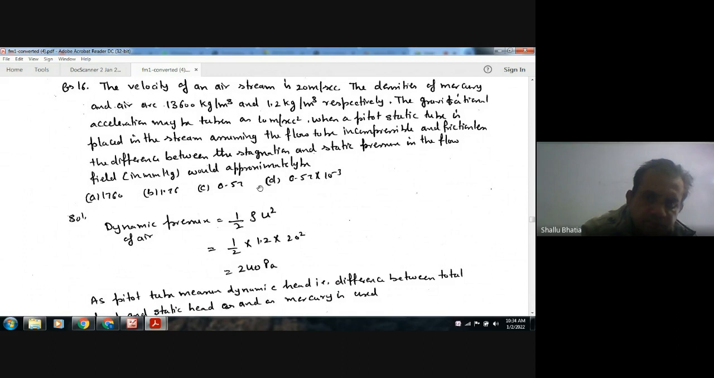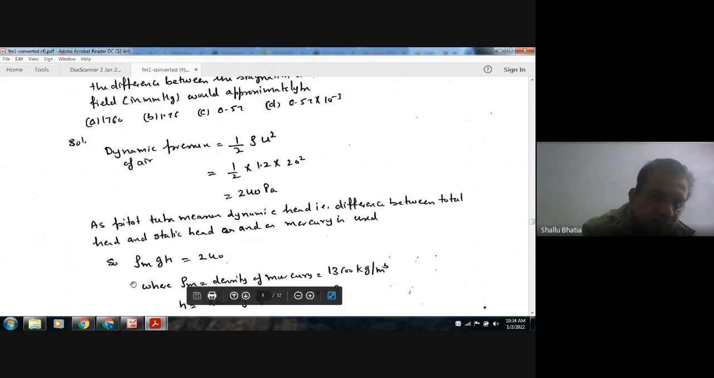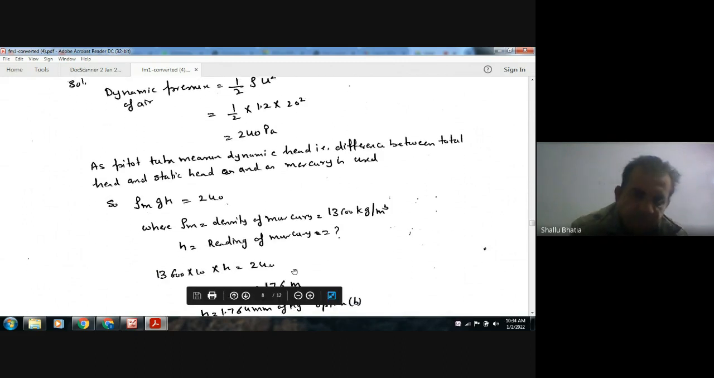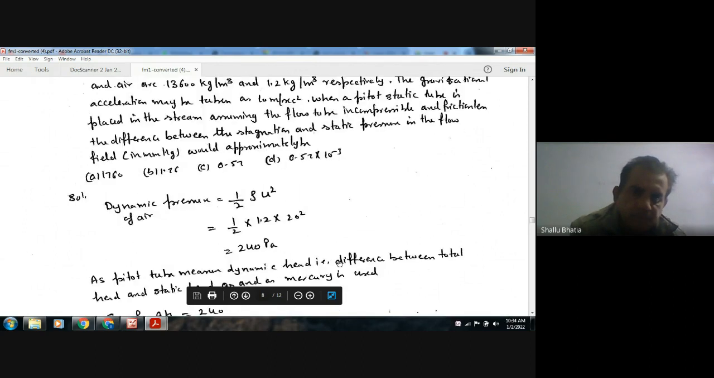The difference of stagnation and static pressure is nothing but the dynamic pressure, which is given as half rho u square. Rho is 1.2 and u is, sorry, 20 meter per second. Dynamic pressure is measured by the pitot tube using mercury, so it is equal to rho m g h, where rho m is the density of mercury, 13600 kilogram per meter cube, and h is 0.00176 meter, or 1.7644 mm of Hg. So option B is the right answer.